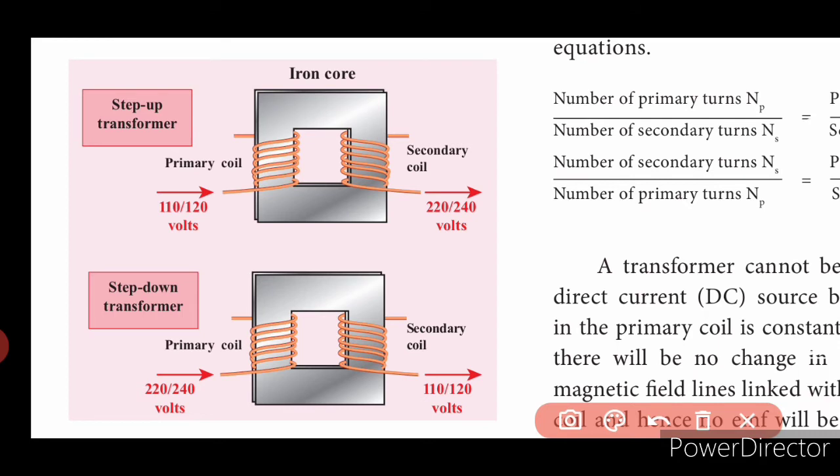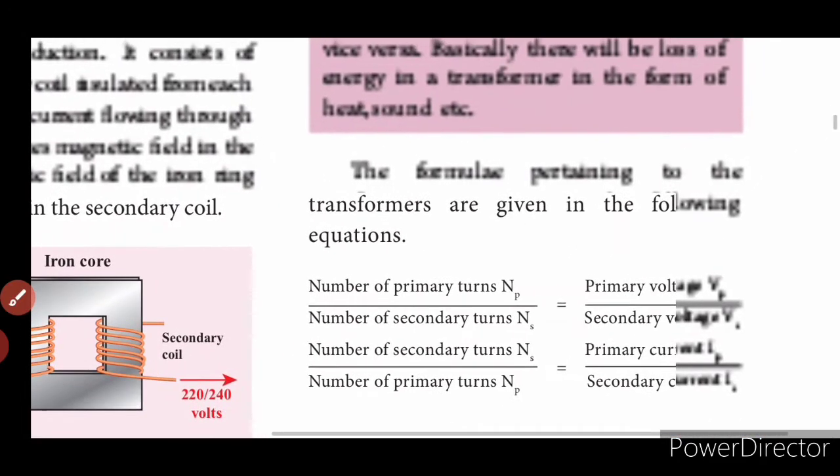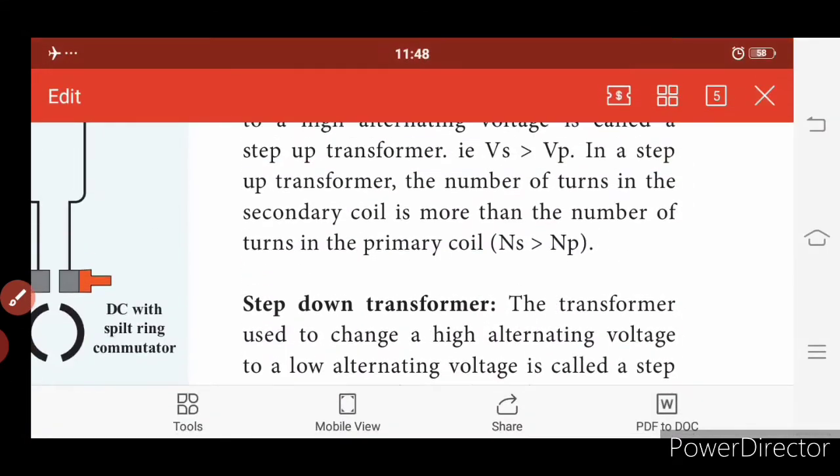Whereas in the step down transformer, the same iron core is there, and here the primary coil and the secondary coil, but the current is reversed. So here the step up transformer is converting low voltage to high voltage. Okay, here in the step down transformer, higher voltage is converted to lower voltage. Okay. So 220 to 240 volts gets converted to 110 to 120 volts. So we will see the step up and step down transformer here.